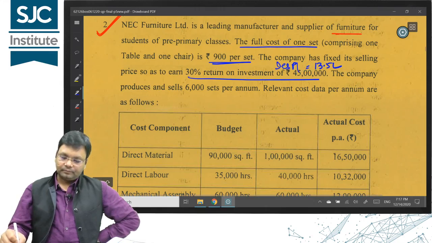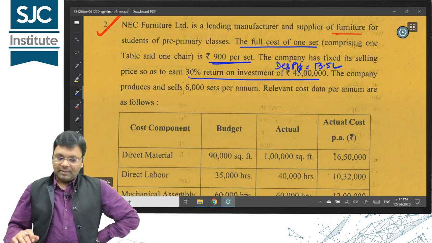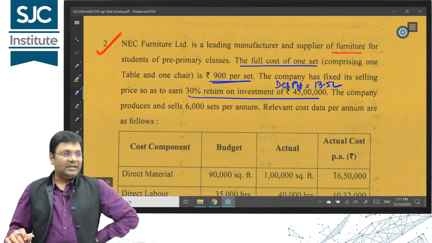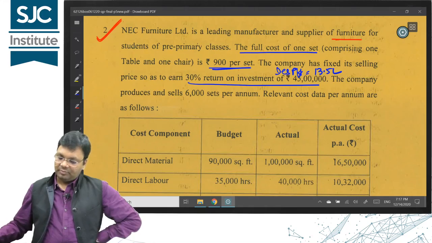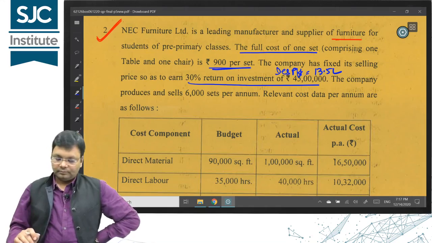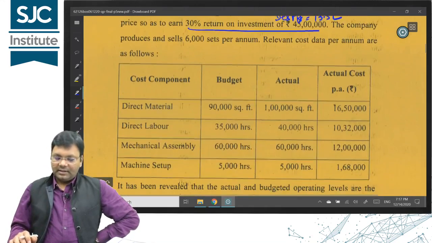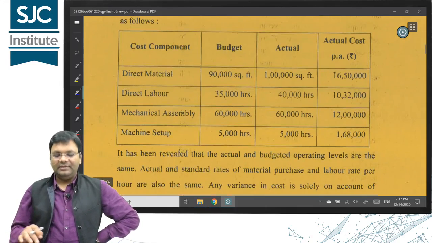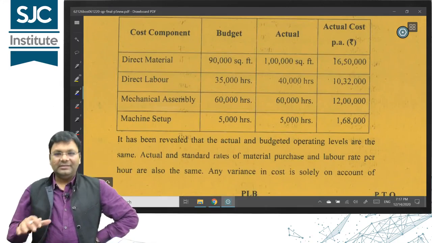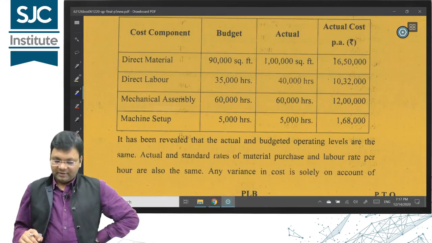Okay. The company produces and sells 6,000 sets per annum. Relevant cost data per annum are as follows. So these are cost data now. You see same pattern is given: budget, actual and actual cost per annum, material, labor, mechanical assembly and machine setup. So all these details are same way, the way we have already done.